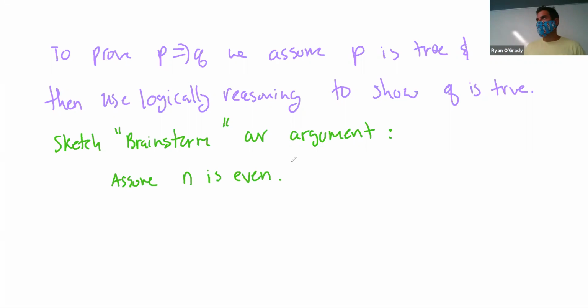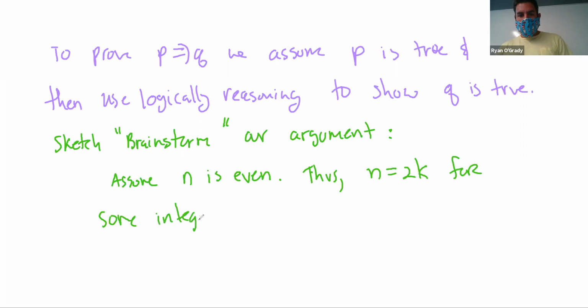Okay, what does this mean then? Well, if n is even, what can I immediately deduce about n? Well, thus, n equals 2k for some integer k. So did I do anything difficult here? No. I said n is an even number, and then I wrote down the definition of what that means. That's all I did. Now, what I want to do is, remember, my ultimate goal was to study n squared. I want to know what structure n squared has.